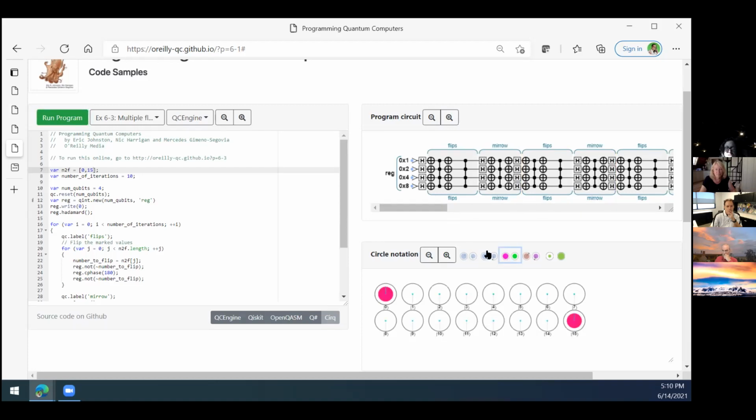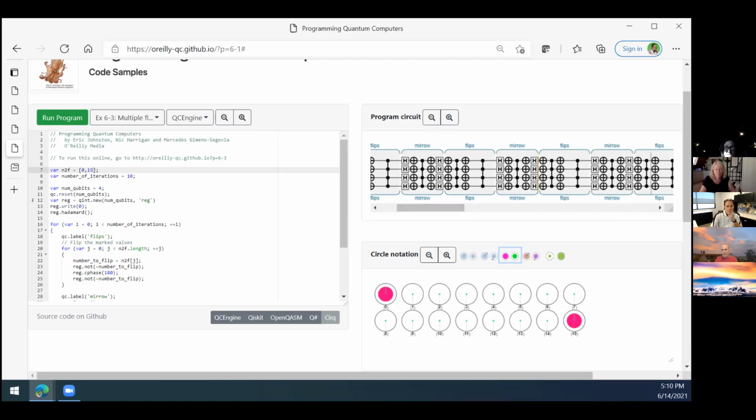Let's change the colors. So see, that already got worse. So this one's actually better. So how do you know how many iterations that you should use to get the best result?